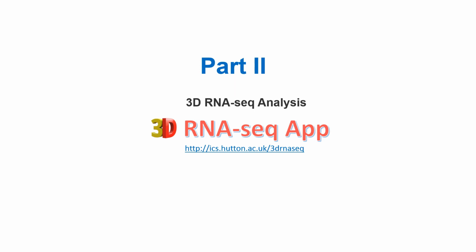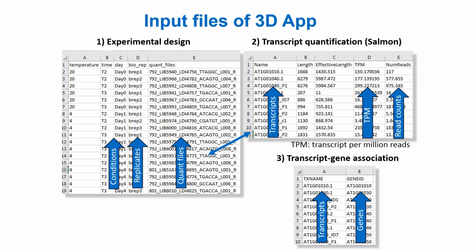The second part of the demo is a 3D analysis. There are 3 input files required by the app. The first one is a table of the experimental design information with labels of conditions, replicates and quantification file names. The second one is the transcript quantification outputs of samples. The third one is the transcript gene association information, because we need to analyse at both gene and transcript level.